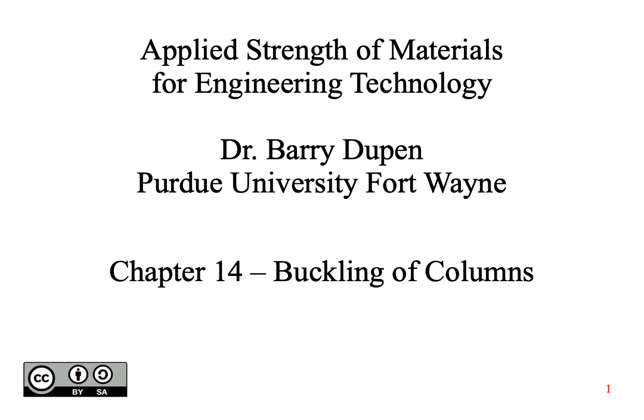Chapter 14 is about compression members that fail before they reach the yield strength of the material. They fail because of their shape. We think of columns as parts of buildings, but we also see them in machine parts. A connecting rod in an internal combustion engine is a column because it supports an axial load in compression.